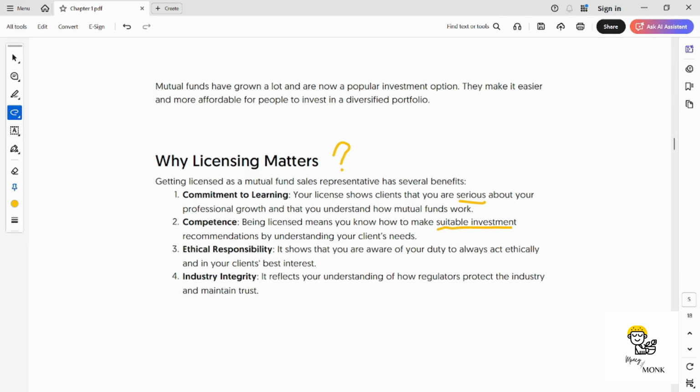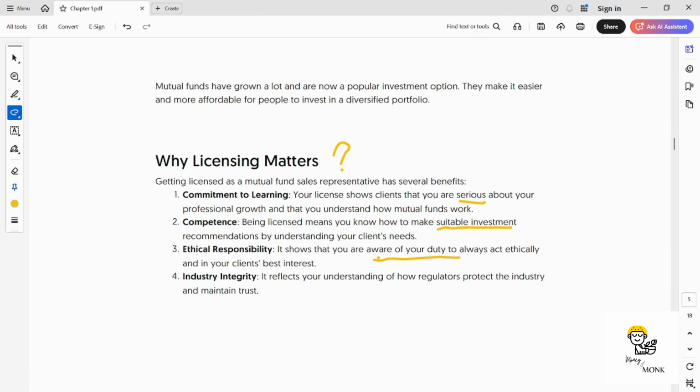Third one's ethical responsibility. It shows employers and your clients that you're aware of your duty to always act ethically and in your client's best interest. It is very important to act in your client's best interest and not you or your company or your corporate.